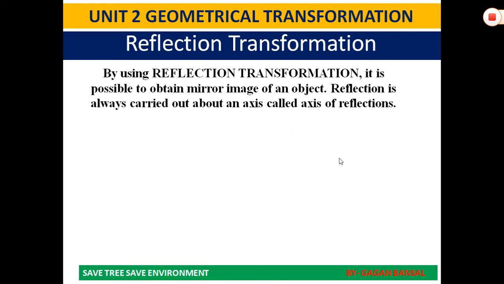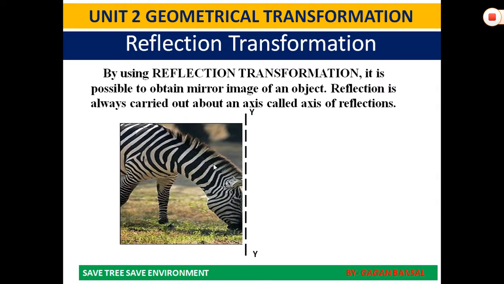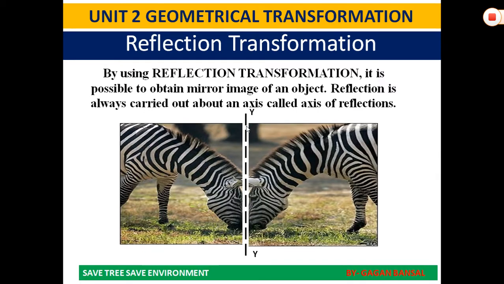If I am saying that it is reflecting about x-axis, that means it is reflecting about the xz plane, or suppose I am saying that any body is reflected about y-axis, so it is along the yz plane. The z axis is mutually perpendicular to both x and y axis. So in this particular video all the reflections will be either along x axis or y axis.